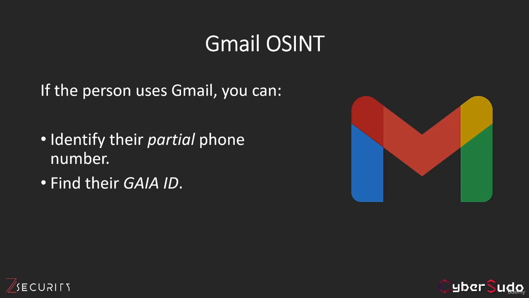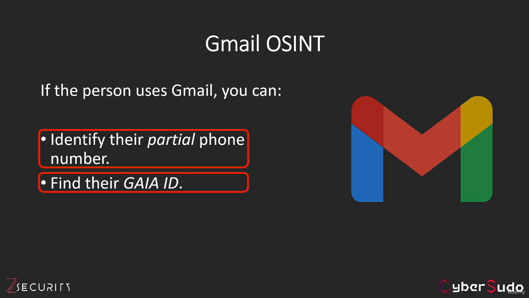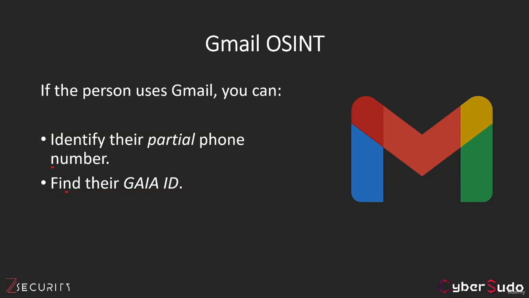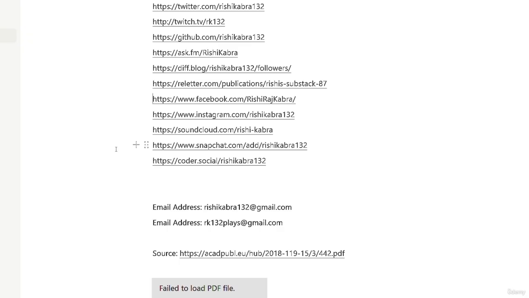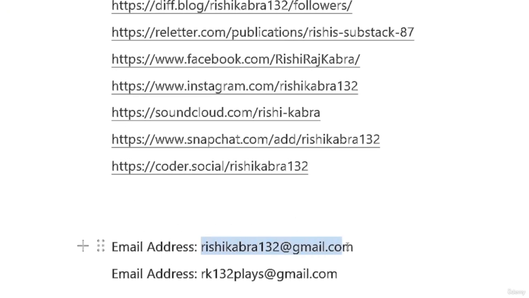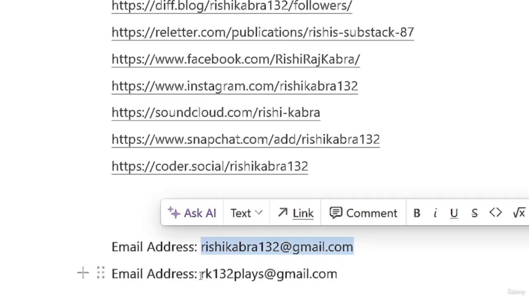If the person uses a Google email address, then you can identify their partial phone number by leveraging password resets, and you can find their GAIA ID, which is the ID that we found in a previous lecture. Now, in our case, we already have Rishi Kabra's Gmail email addresses. This is the first one, his personal Gmail account, and this is his gaming Gmail account.